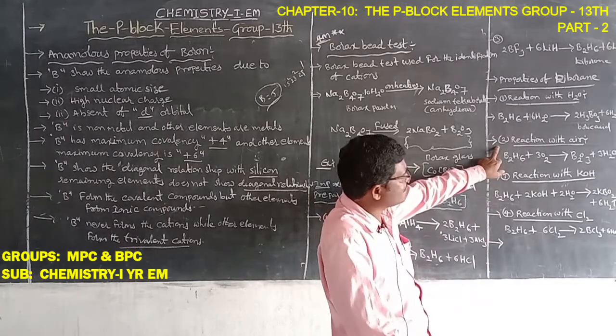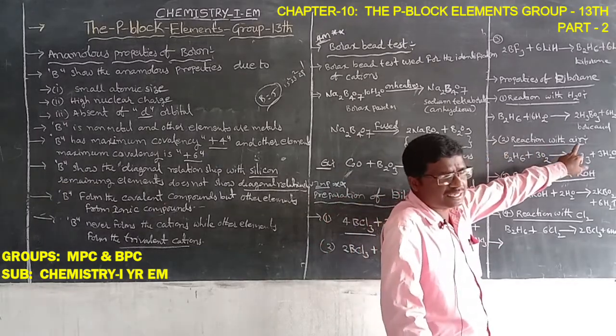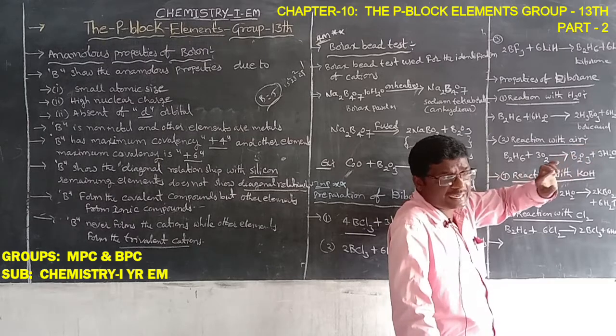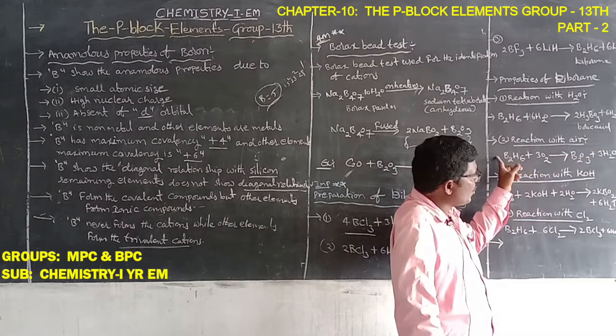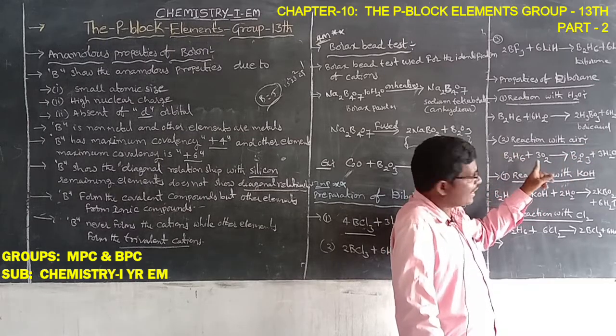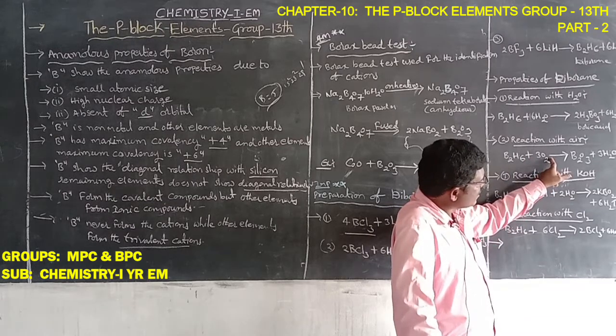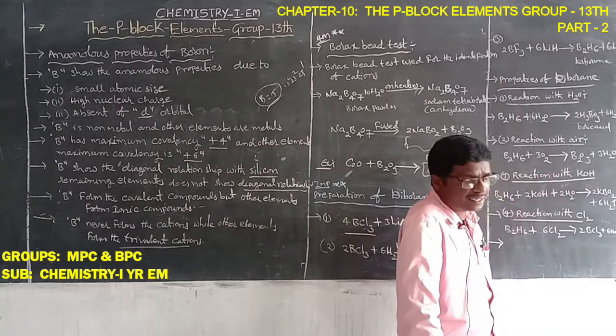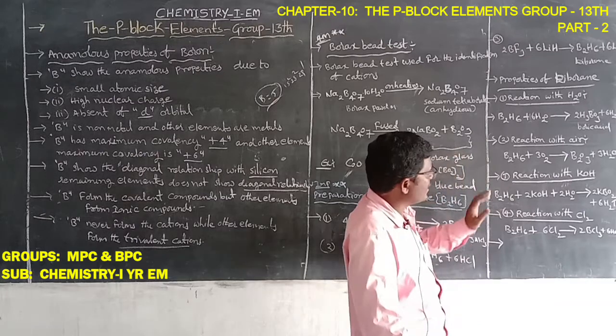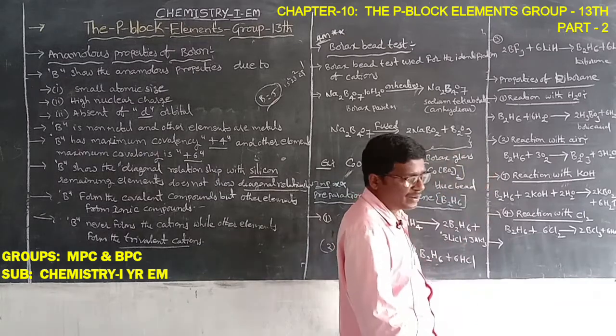And the second one is reaction with air. Air consists of oxygen. Diborane reacts with oxygen to form boron trioxide, B2O3, also known as boron trioxide. That is the second property.